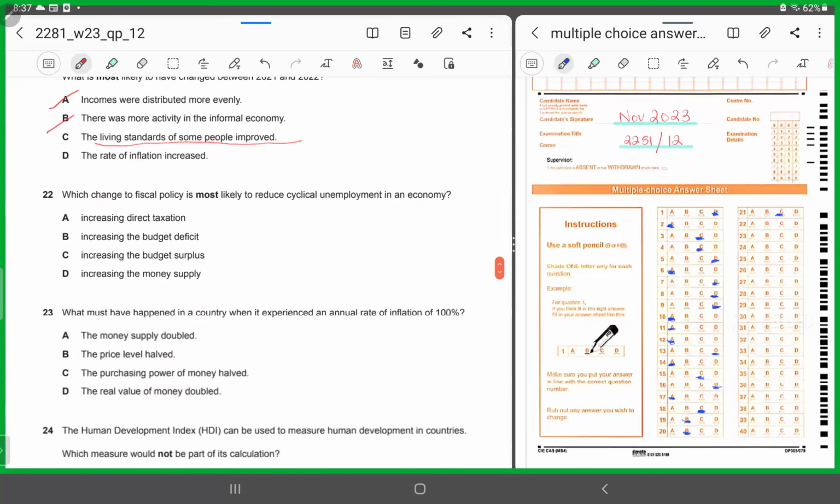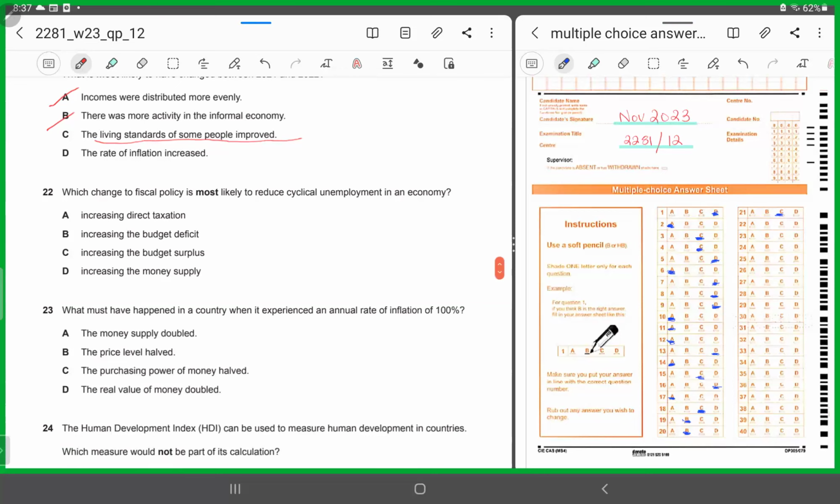22. Which change to fiscal policy is most likely to reduce cyclical unemployment in an economy? Now, cyclical unemployment was what? Demand deficient unemployment, right? Out of these options, which is going to reduce the cyclical unemployment? To reduce cyclical unemployment, what does the government used to do? It needs to increase the production. The government needs to spend more, right? Because we want to increase the economic activity, right?